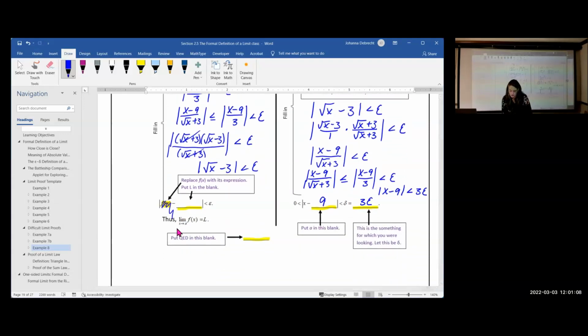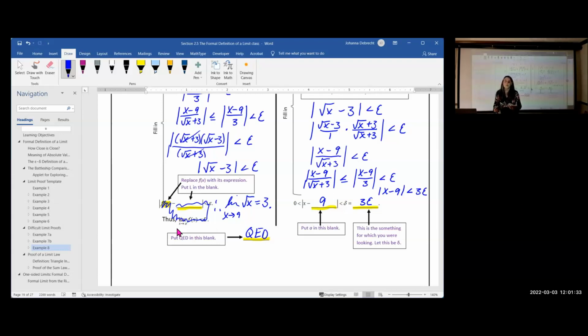Now we restate our limit down here at the bottom. Therefore, the limit as x approaches 9 of the square root of x is equal to 3. And then we end the proof with QED. And don't forget to put a period after your limit.